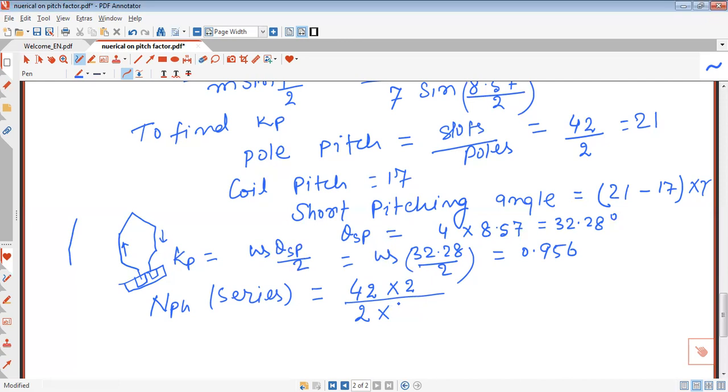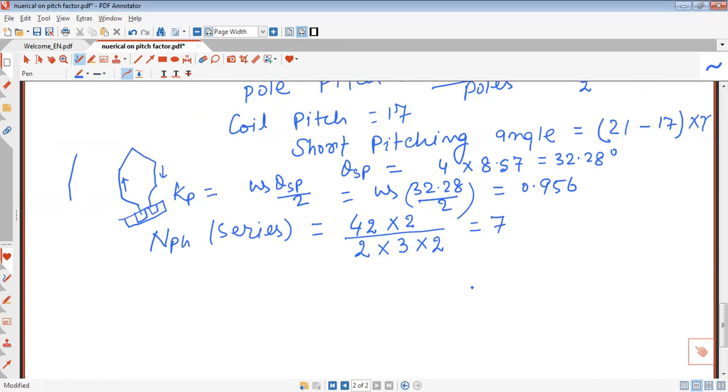And per phase, there are 3 phases. Again we have to divide it by 2 here, because these conductors are placed in two parallel paths. So for one path it will be divided by 2. So in one path, the number of series conductors, NPH, is coming 7. Now all the values we have known.